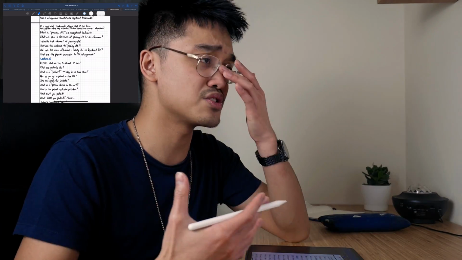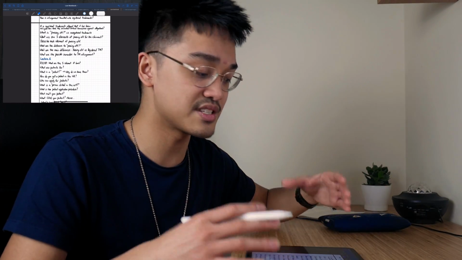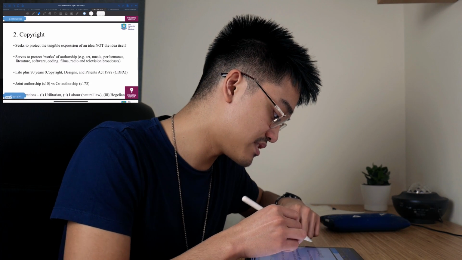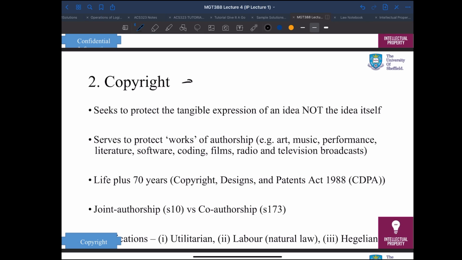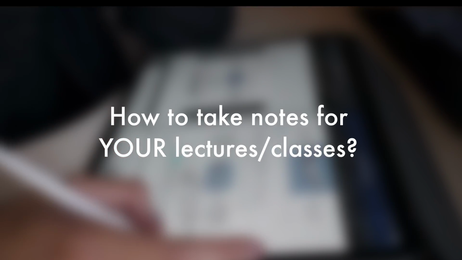Personally, I think this is the most efficient way of revising this module, purely because it saves me time by repeating, copyright seeks to protect the tangible. Notice I'm just writing down what I'm writing here, and I figured if I was to write my notes, I would just be repeating myself because the definition's already there. Overall, I'm just basically saving myself time so I can do other things.